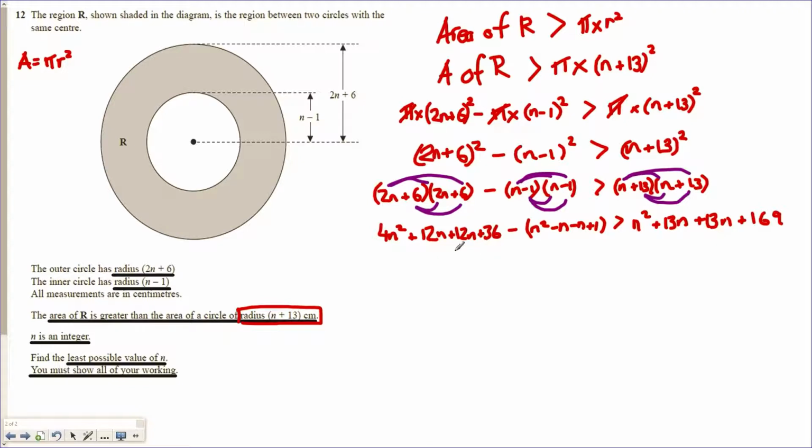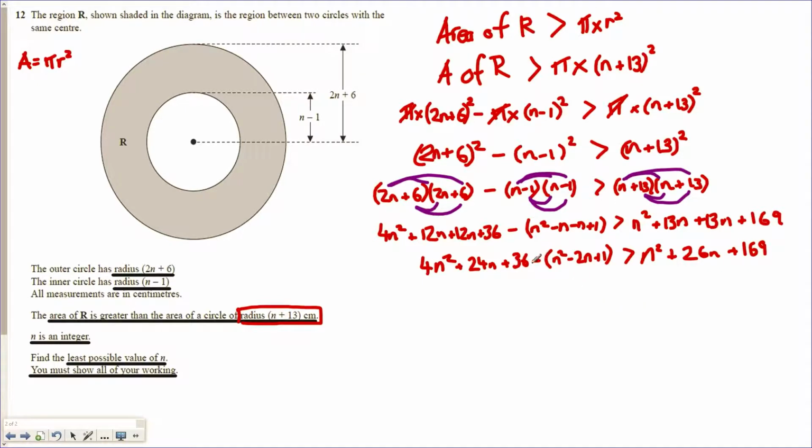Now, let me collect the like terms first, and then I'll show you a method that you can use to sort this subtraction out. So the 12n plus 12n will give us 24n. So we're going to get 4n squared plus 24n plus 36, subtract. Now keep this one in brackets. n squared minus n will give us minus 2n if you collect the like terms, plus 1 is greater than n squared. 13n plus 13n will give us 26n plus 169. Now there's an invisible minus 1 here.